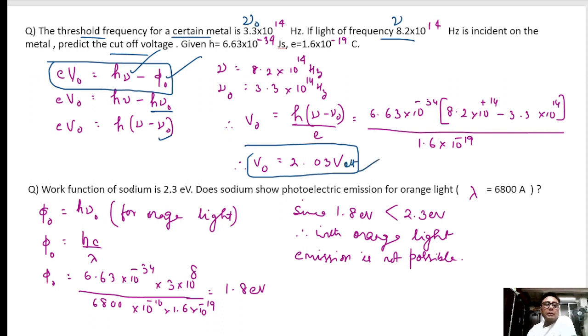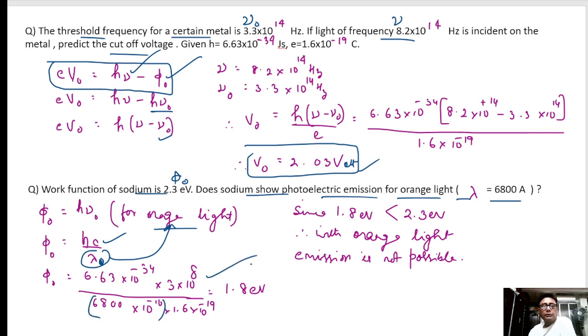The work function of sodium is given, so phi 0, the work function, is given to us. Does the sodium show photoelectric emission for orange light? So let's find out first what the minimum frequency, minimum wavelength required is. Phi naught equals h nu 0, which is hc by lambda 0. From here we can find out the work function when orange light is incident. So what is the work function of this? This is the wavelength of the orange light which is given.